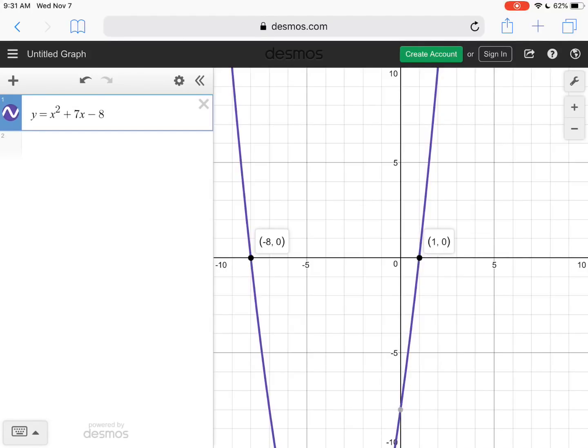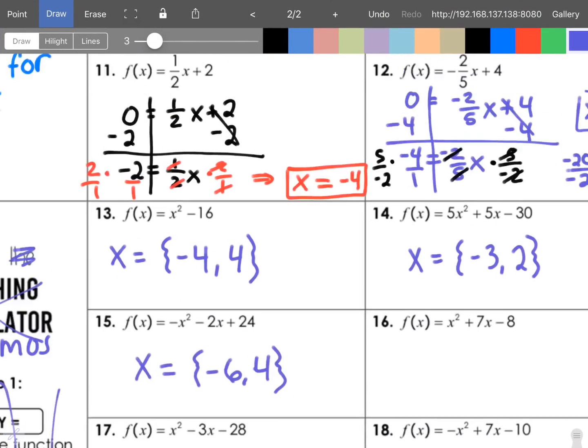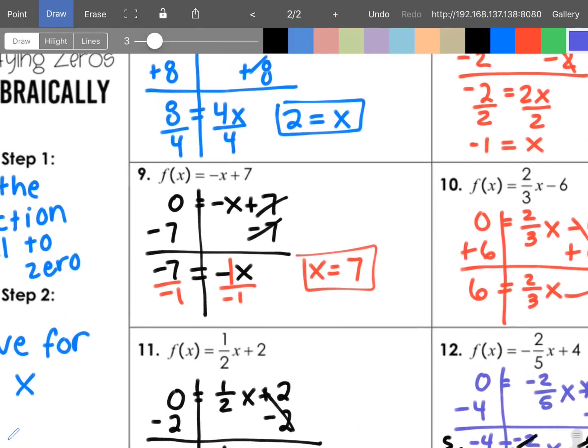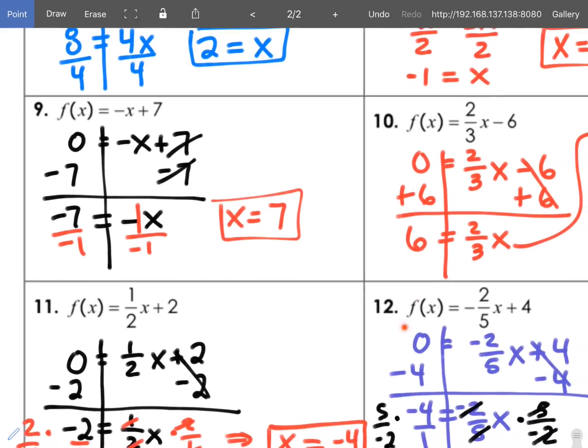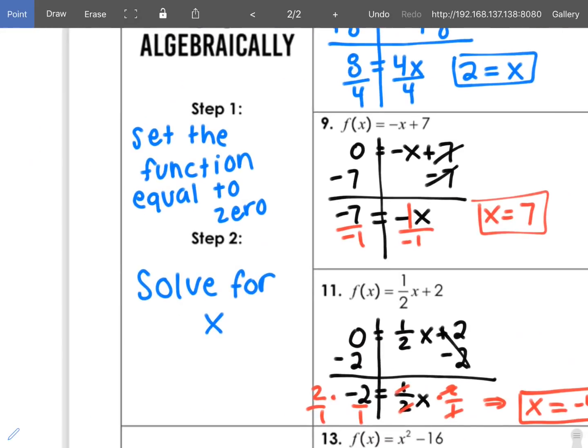And notice, what is the y in this case? On all of these, the y is 0, right? That's why when we solved algebraically up here, we plugged in 0 every time we saw y. We plugged in 0 for y every single time. And that's what we have to do. We have to set the function equal to 0. We have to make y equal 0 and then solve for x.